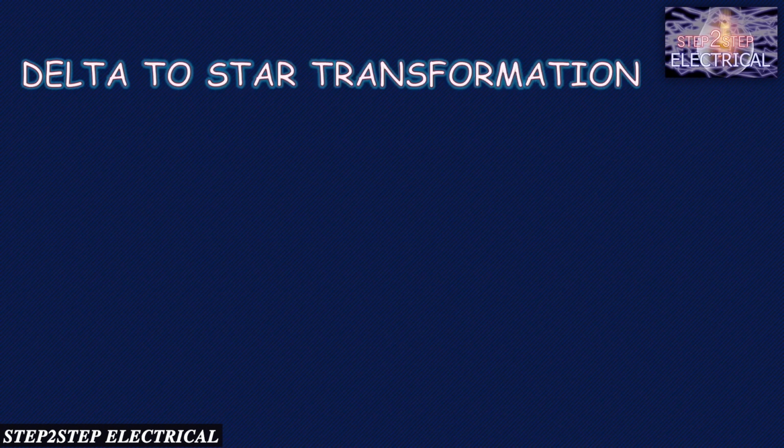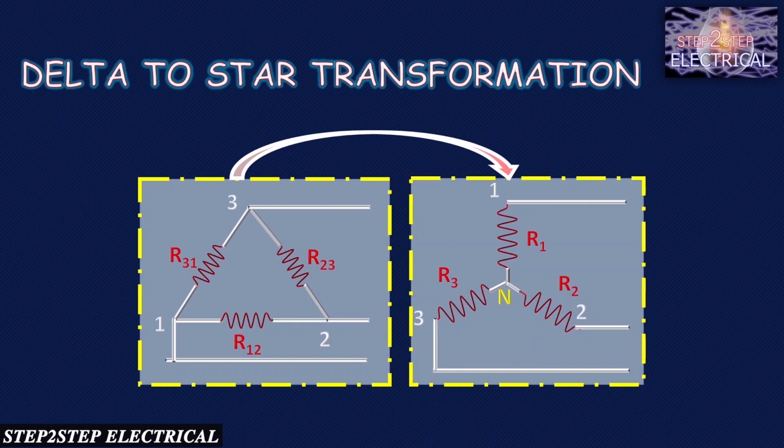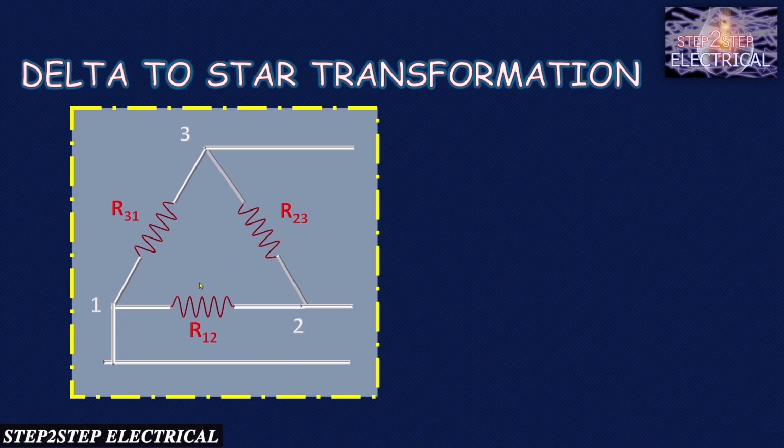Now let's talk about delta to star transformation. Here the given circuit is in delta and now we have to convert it into star. Let's find out. First of all we are given this delta circuit. Now we have to convert it into a star. So first let's imagine that we have a star connection of resistors, R1, R2 and R3 arranged in star, and now R1 lies between R12 and R31, R2 lies between R12 and R23, and R3 lies between R31 and R23.